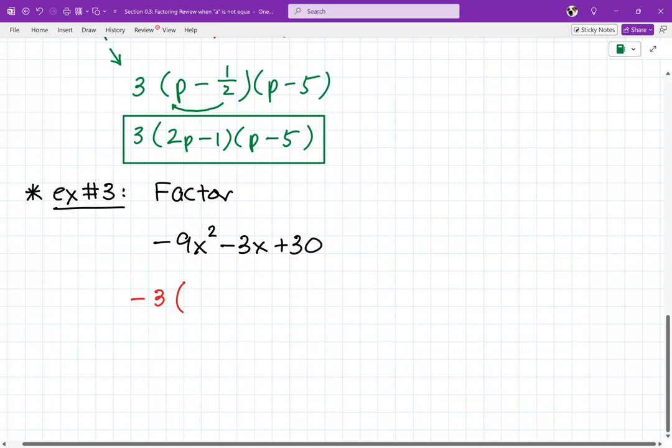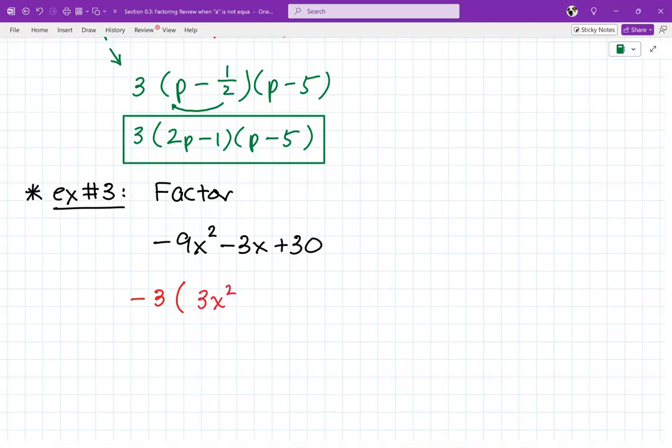Okay? So that leaves me with the 3x squared minus x, plus x. Remember, you have to change the sign, right? Factor out a negative, you have to change the sign. So it should be a plus x minus 10. Okay? Focusing on the inside portion, right? This little squiggly line area.